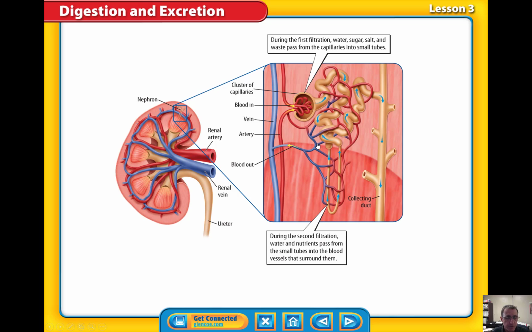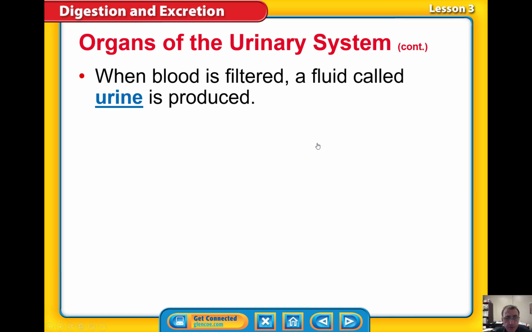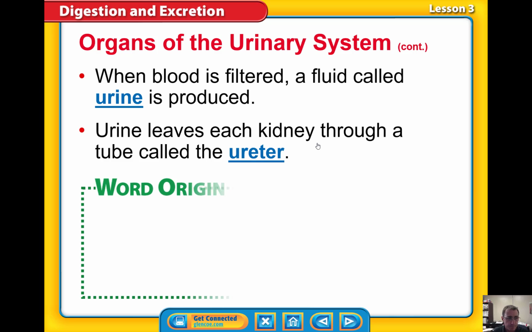All right, during the second filtration, water and nutrients pass from the small tubes, right, into the blood vessels that surround them. And then finally, urine travels through the collecting duct to the ureter. When blood is filtered, a fluid called urine is produced. So when you filter out blood and get all the waste products, those waste products are called urine. Urine leaves each kidney through a tube called the ureter. So the blood flowing into the kidneys is filtered a couple different ways. The waste products are coming out and being collected, and then they end up in the ureter.